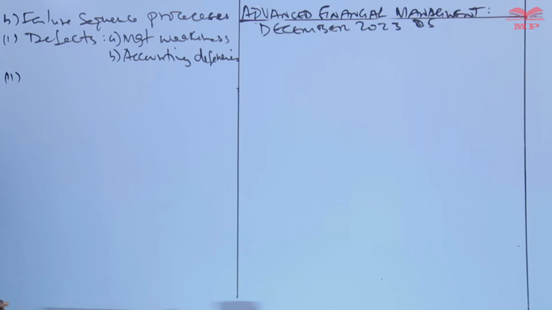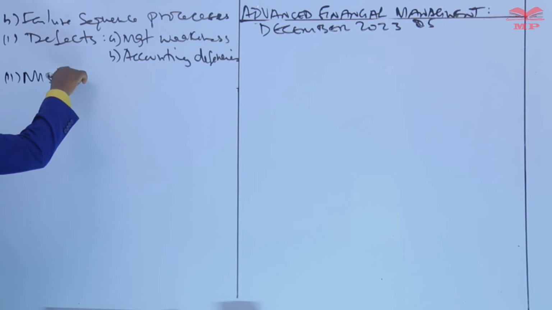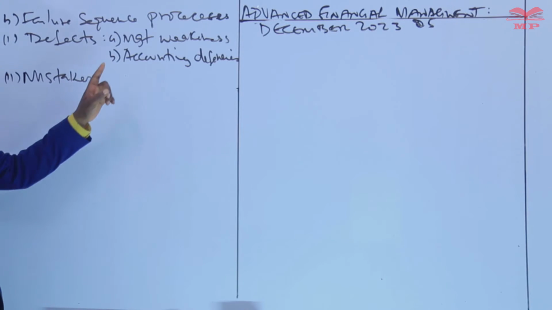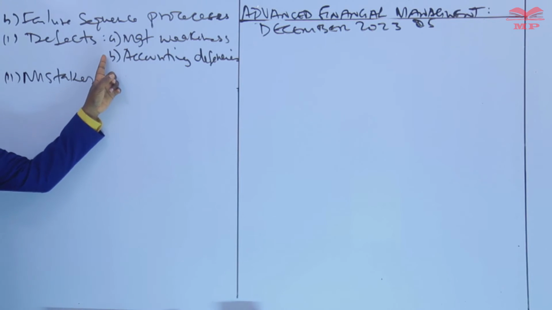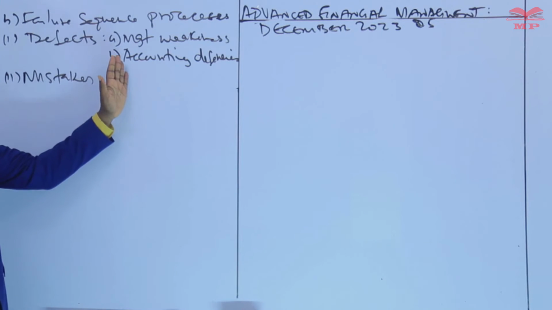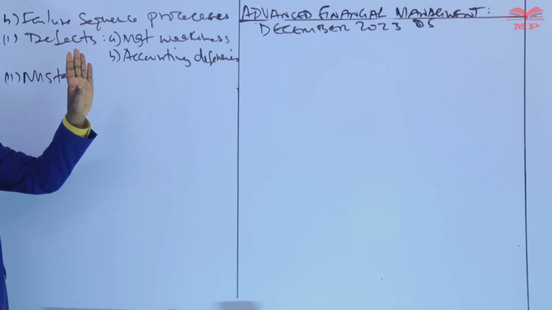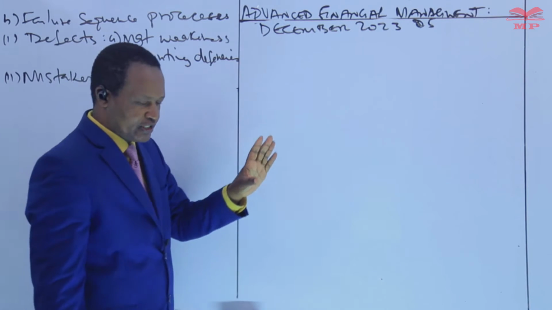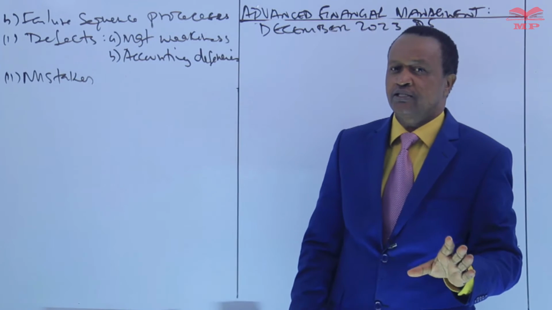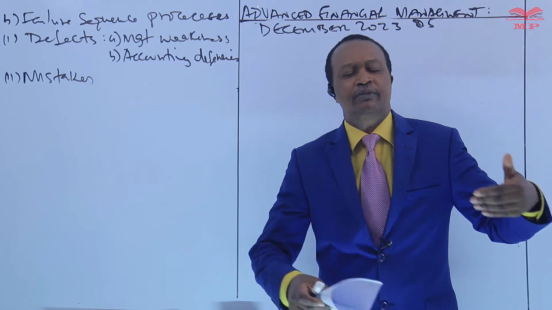Then the second stage in this sequence is mistakes. Now, as a consequence of the initial defects which I have outlined, the company starts making strategic and operational errors. And these errors or mistakes may manifest in many forms.